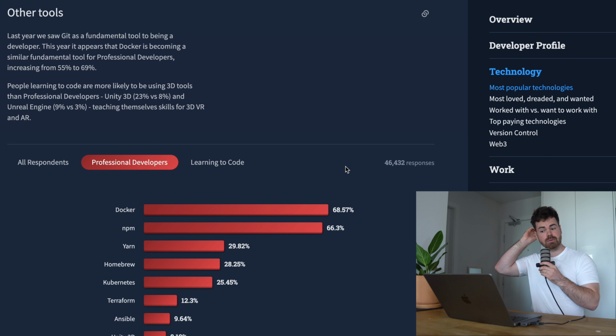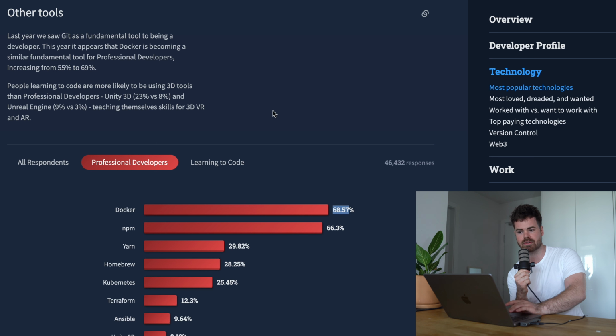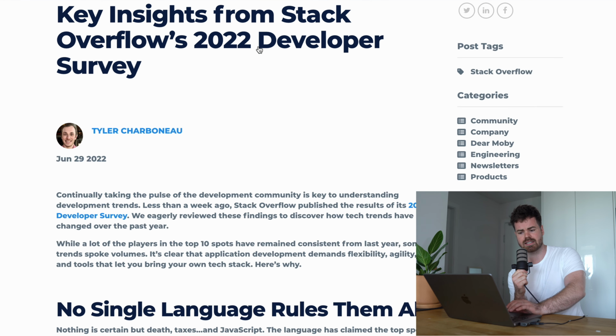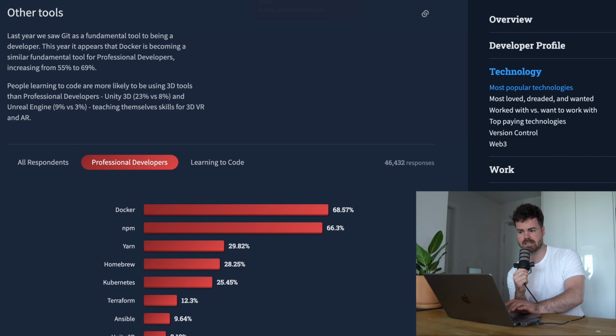Moving on to other tools, Docker has had a meteoric rise to fame here over the last couple of years. It's a tool that is well-trusted and frequently pops up as the most used in the other tools category. So Docker has increased last year from 55% to 69%. The other thing to note as well, if you're curious, Docker actually did a key insights article on the Stack Overflow developer survey results, so you can go and have a look at those as well. Thank you, Docker.